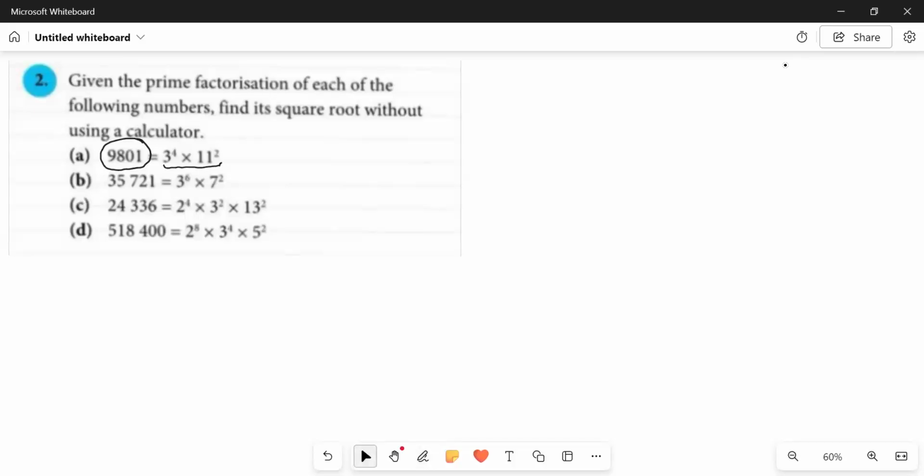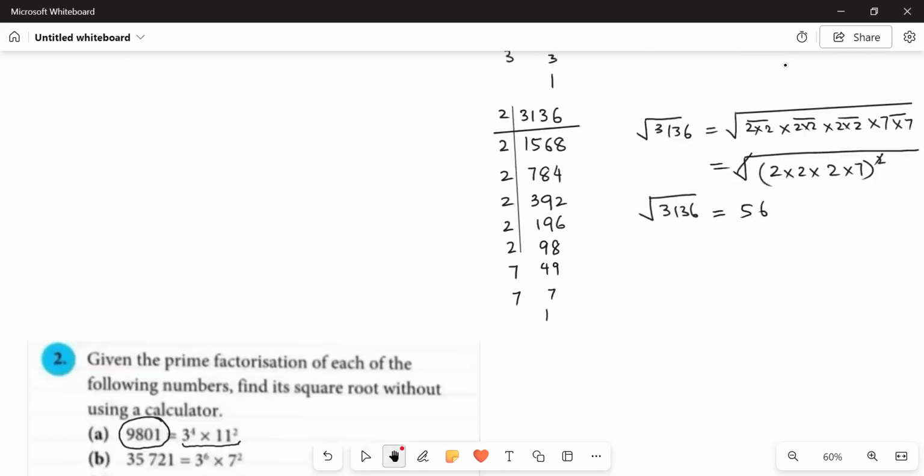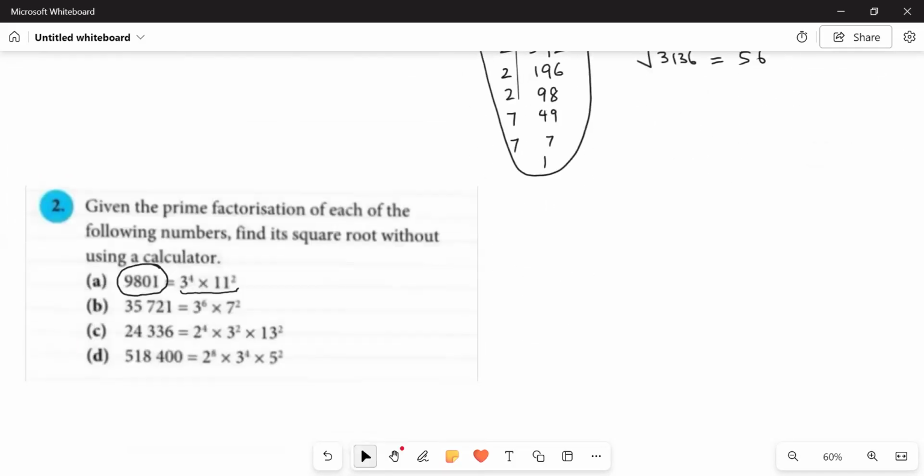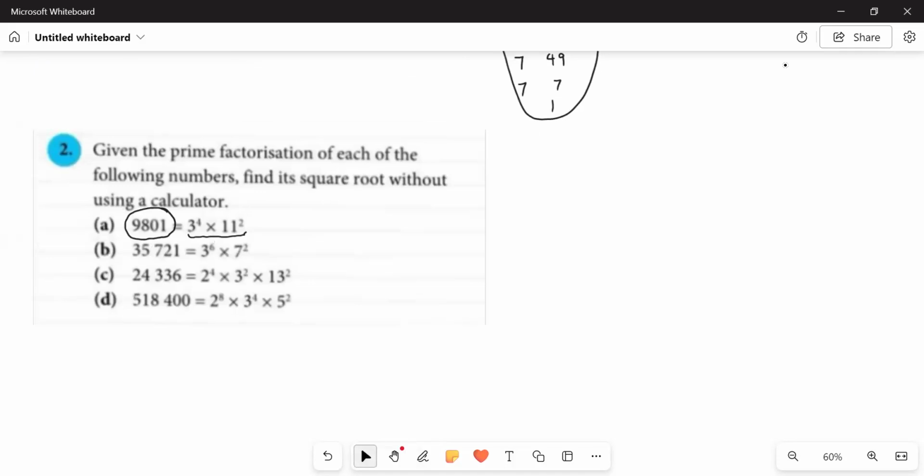आपके पास प्राइम फैक्टर्स ऑलरेडी प्रोवाइडेड हैं इन द फॉर्म ऑफ इंडेक्स नोटेशन. वहां पर हम क्या कर रहे थे, हम पहले प्राइम फैक्टराइजेशन मेथड से प्राइम फैक्टर्स को फाइंड करते थे और फिर उनको यहाँ पर हम लिख रहे थे इन द फॉर्म ऑफ पेयर्स. यहाँ पर ऑलरेडी हमारे पास जो फैक्टर्स हैं वो हमें गिवन हैं. All we need to do is find out the square root, given that the prime factorization has already been provided for the following numbers.